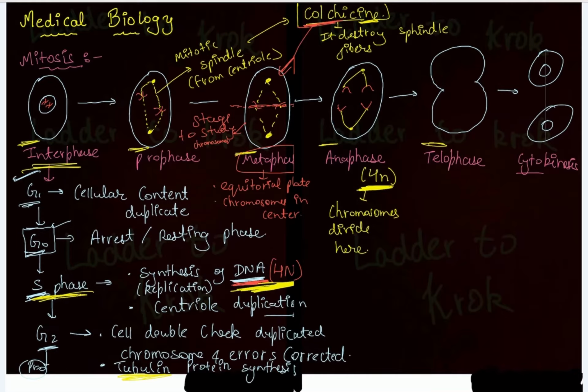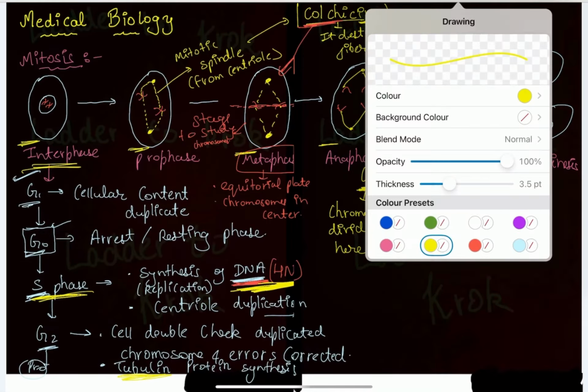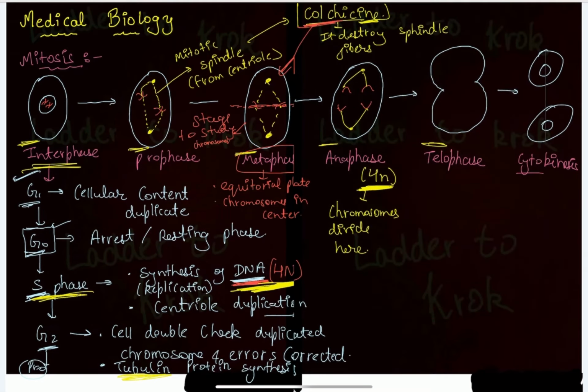And in telophase, what happens? The nuclear envelope starts to form again, that nuclear membrane. So here we will see the nuclear membrane starting to form, and these are the chromosomes. Remember this thing very clearly.